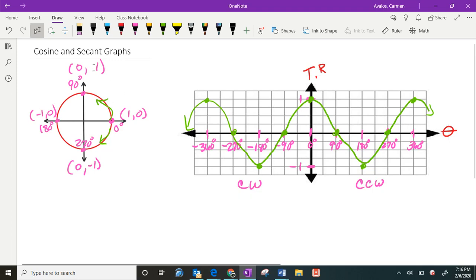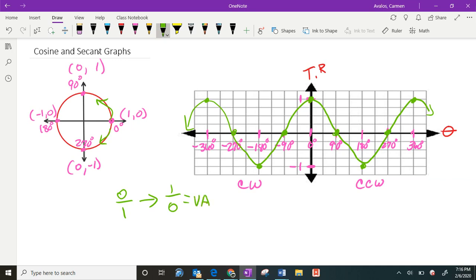And so we know that cosine is related to secant. If cosine is 0 over 1, then the secant is the reciprocal, so it's going to be 1 over 0. Anytime we have 0 in the denominator, what we're going to get is a vertical asymptote. So when the cosine of theta is 0 over 1, the secant of theta is going to be a vertical asymptote. So how are we going to note that?